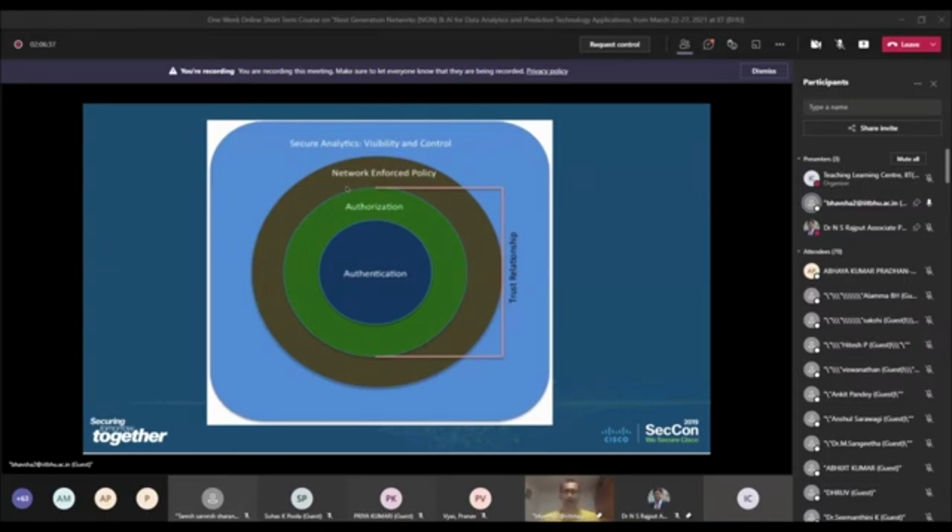Is this clear? So it's authentication, authorization, then you have network enforced policy, and then you have analytics where you do the actual statistics on the end application. Any questions on this?